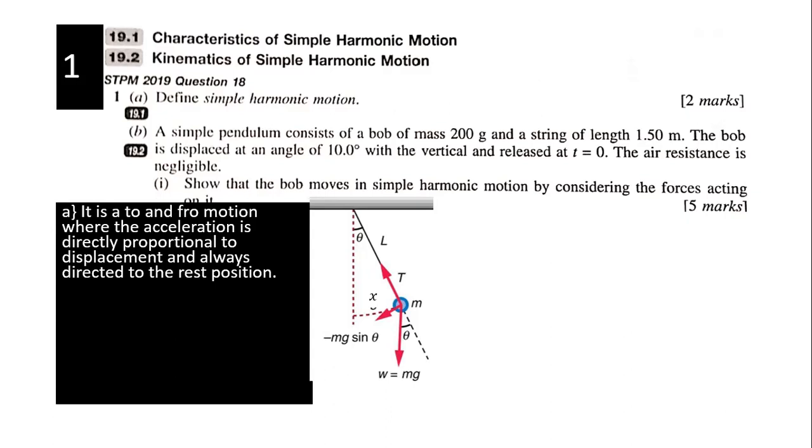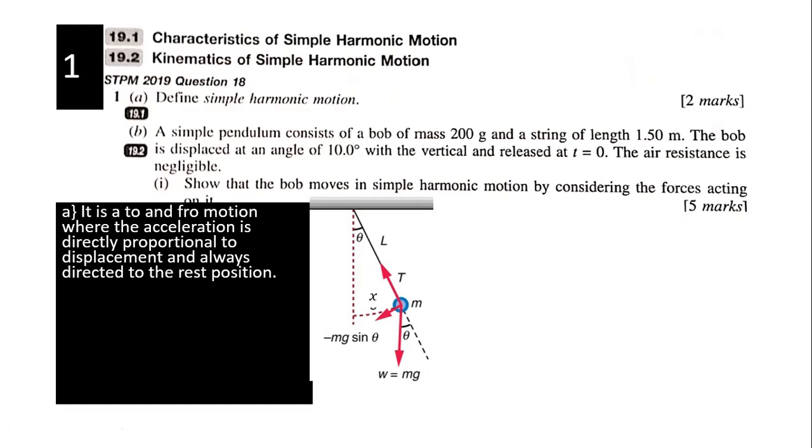A simple pendulum consists of a block of 200 gram. Let's just draw a diagram. That's the block, 100 gram, and that's your length. The bulb is displaced by 10 degrees from the vertical and released at t equals 0. So that is where you release the bulb. The air resistance is negligible. Show the bulb moves in simple harmonic motion by considering the forces acting on it.